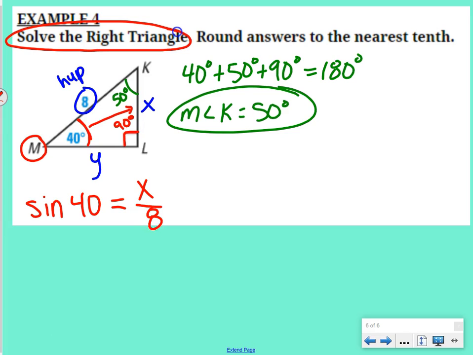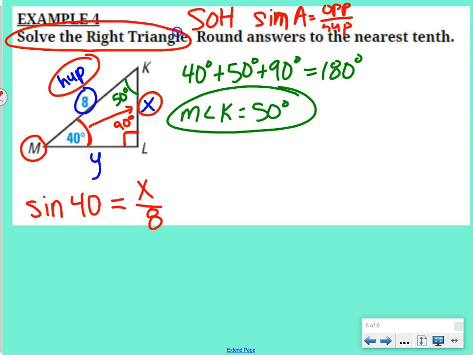So we're looking at the measure of angle 40. The opposite side is X. Your hypotenuse is 8. So we're thinking sine, that SO piece of SOHCAHTOA, sine of an angle equals your opposite side over your hypotenuse. Now we just need to rearrange this equation so that it's equal to x. So we're going to multiply both sides by 8. We get 8 times the sine of 40 degrees equals x.